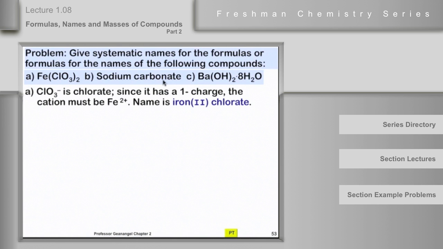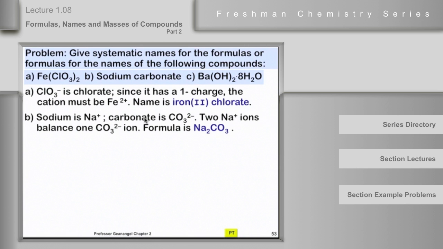Good. Sodium carbonate, now we want the formula. We're given the name, so we want the formula. Now, carbonate ion is CO3 with how many negative charges? 2 negative charges. Sodium has a single positive charge, so it'll take 2 sodium ions to balance 1 carbonate ion, so the formula will be Na2CO3. It's not disodium carbonate. It's sodium carbonate. That's all you need to get the formula. Questions on that one?